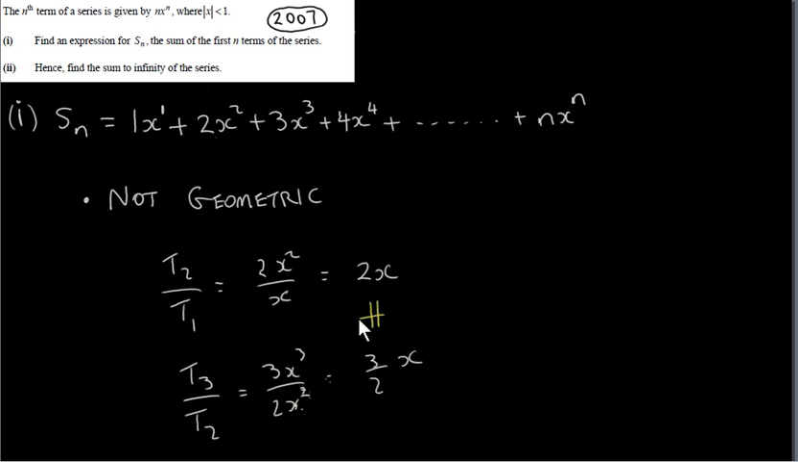You can see that 2x is not equal to 3 halves x in general. Unless x is 0. If x is 0, then both of these are the same, but that's only one value of x. 2x is not equal to 3 halves x in general.